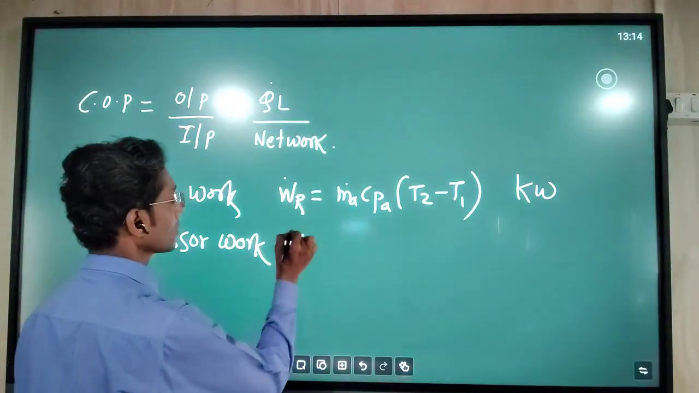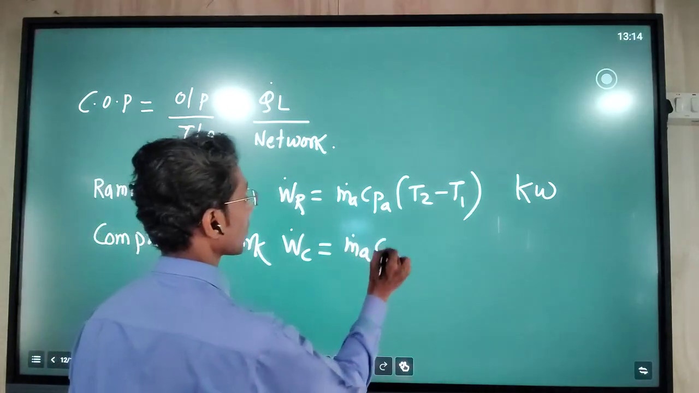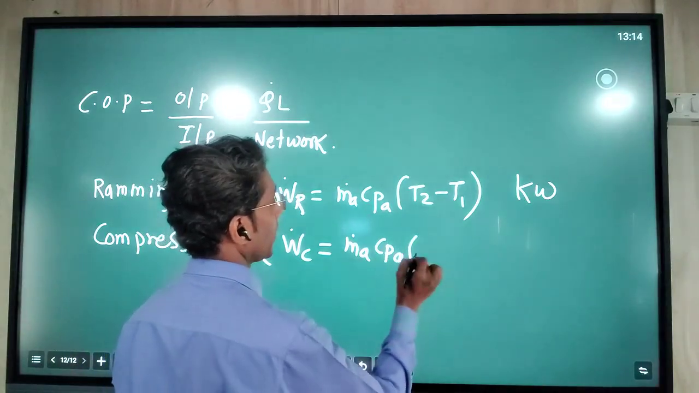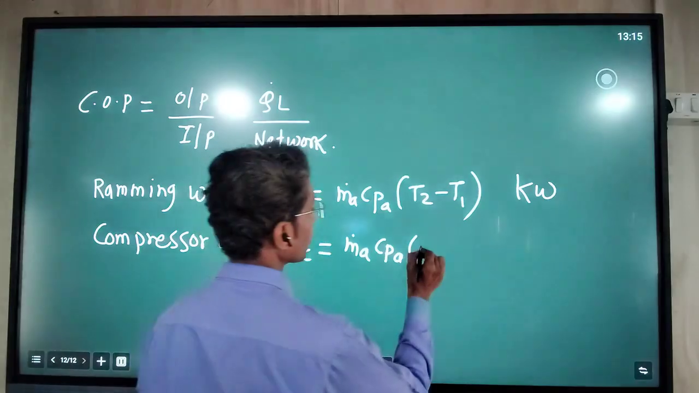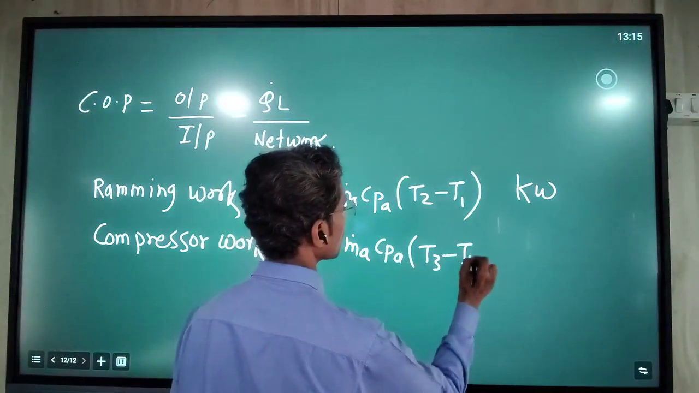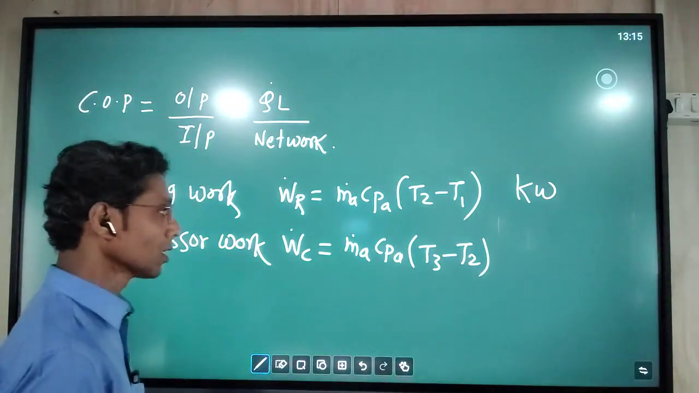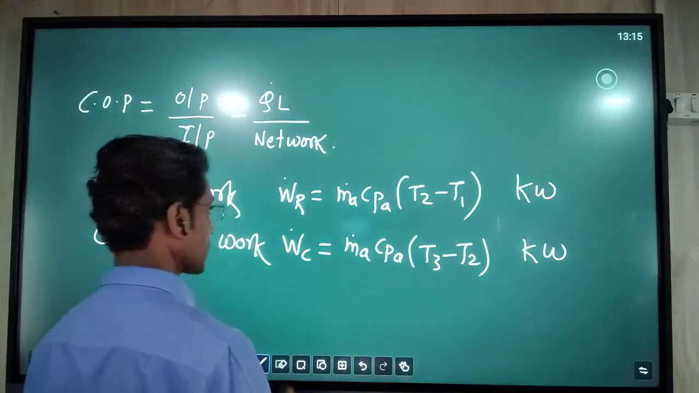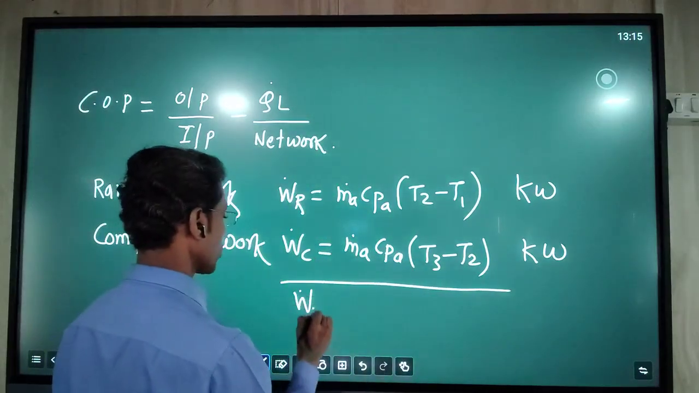And compressor work, W dot C. This is a product of m dot A, CPA. Process in a compressor: compression is taking place between points 3 and 2. So that is why in the formula the temperature difference comes T3 minus T2. So this becomes compressor work. Summation of these two works is called net work.